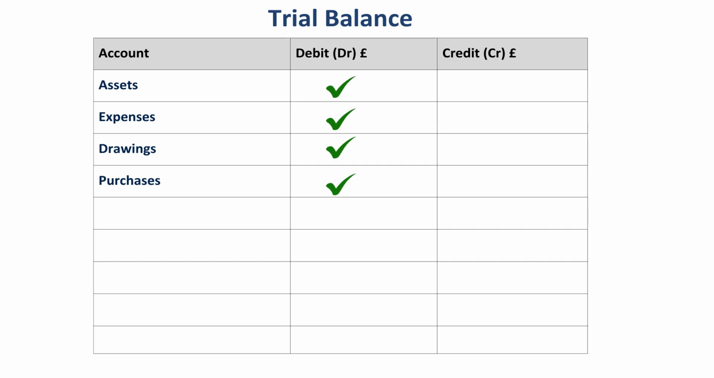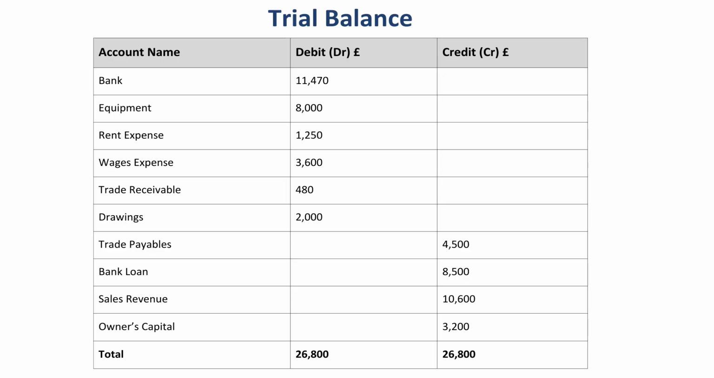Credit balances usually include income, which is sales or service revenue. Liabilities, amounts the business owes, like loans or payables. Capital, this is the owner's investment in the business. These accounts increase on the credit side. Because these patterns stay consistent, it becomes easier to recognize whether a balance belongs on the debit or credit column of the trial balance. Here is the trial balance for reference.